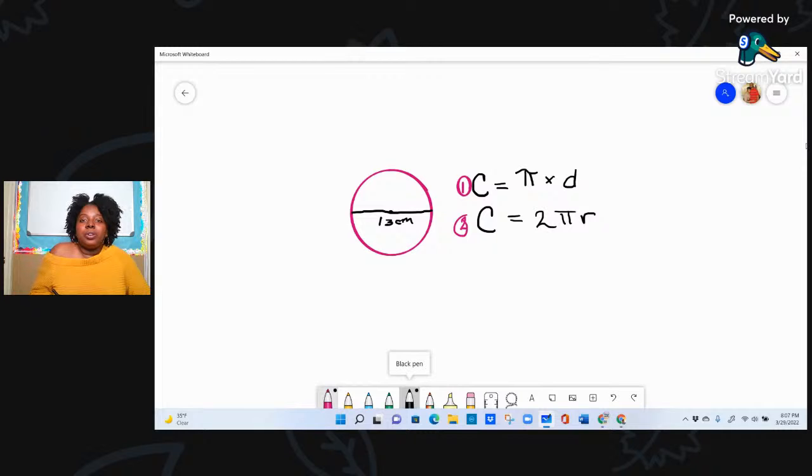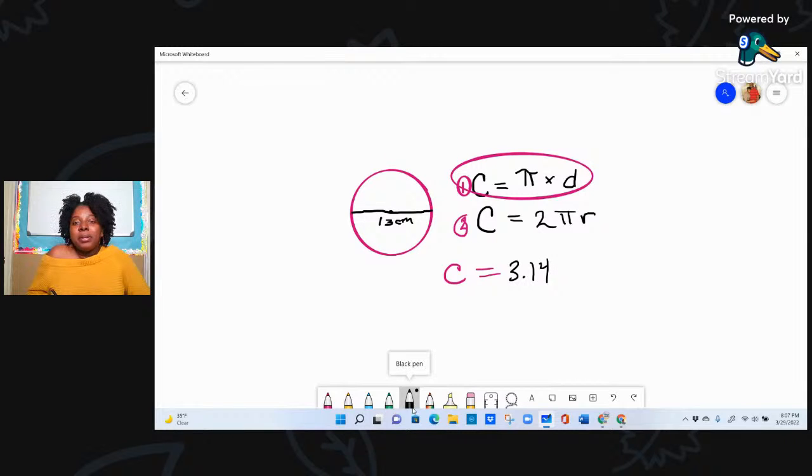So circumference is pi. So we'll use this one. Circumference equals pi. What is pi? Well, pi is this really long number that goes on forever and ever. But for the sake of math, we'll just use 3.14. We're rounding it. Okay, the diameter is 13. This is your diameter right here. And diameter is 13. All right, so now what is the circumference?